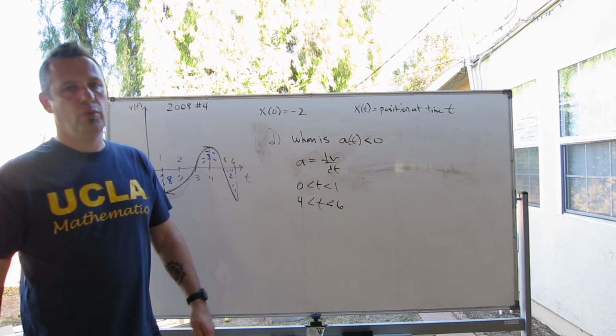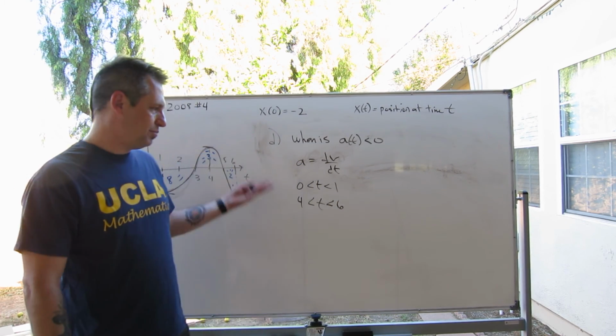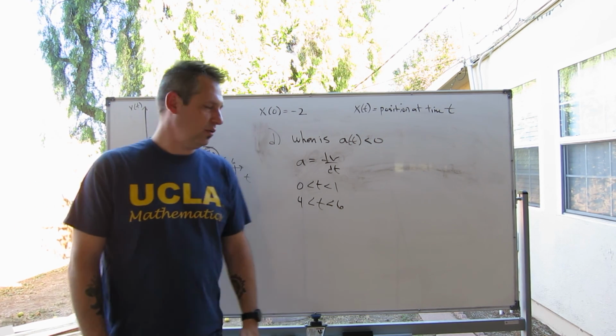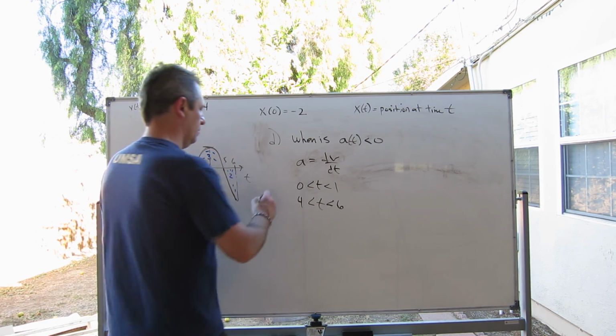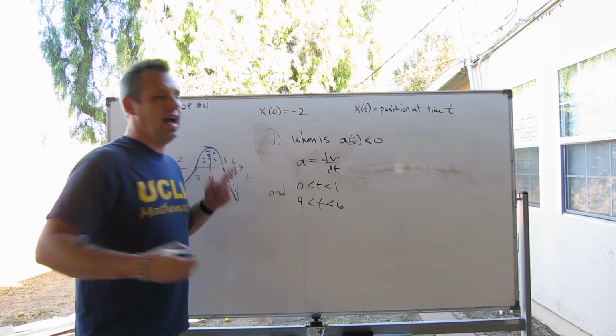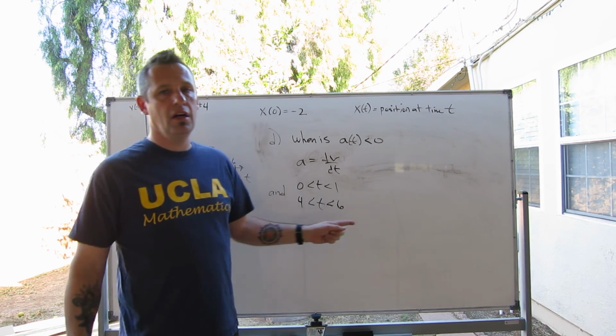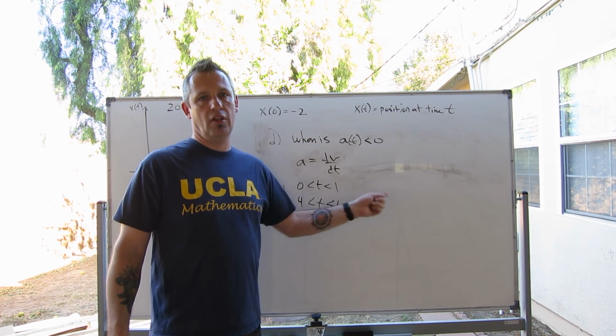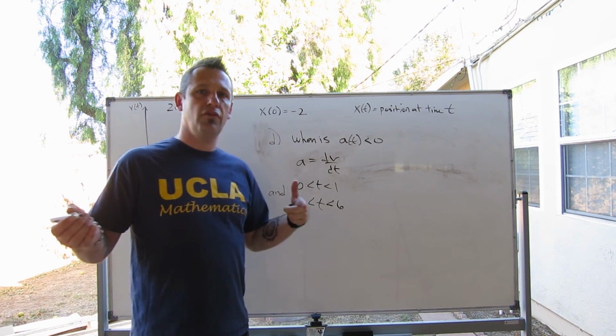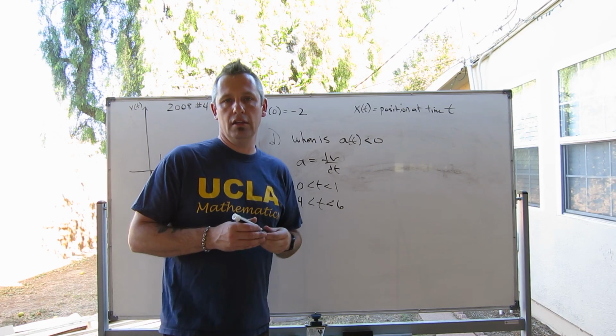Whether or not you include these endpoints, I do not think matters. I would just as soon not include them, but I don't think that it matters very much. But that's the answer. I might add a sentence here that says something like, because the slope of the tangent line to velocity is clearly negative there, something that shows why you got this.